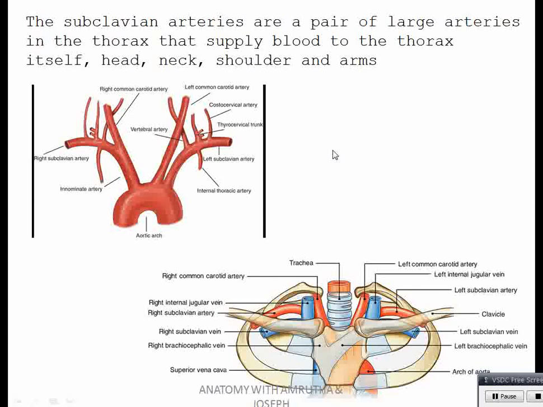Now the subclavian arteries are a pair of large arteries in the thorax that supply blood to the thorax itself, head, neck, shoulder and arms. So subclavian artery gives some branches in the thoracic region, in the head and neck region, and then goes to the upper limb to supply the upper limb. Both the subclavian arteries, right and left. But here one difference is right is a branch of brachiocephalic trunk, left is a direct branch of arch of aorta. So this is the right subclavian artery arching over the first rib, left subclavian artery arching over the first rib of the left side.